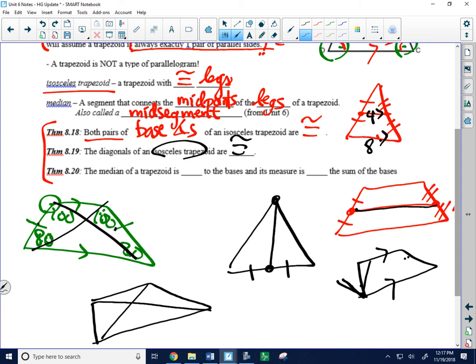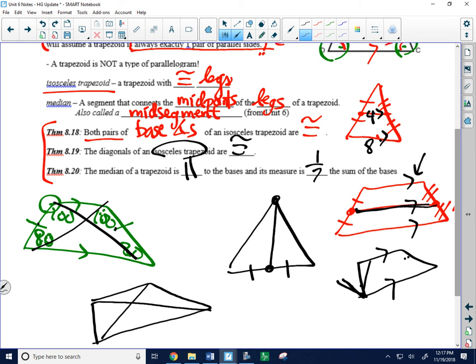Basically the same. They should call it the trapezoid median theorem. I don't think there's really a name. It's basically the same. The median, this segment, is parallel to the bases. Similar as before. And it's half the sum.